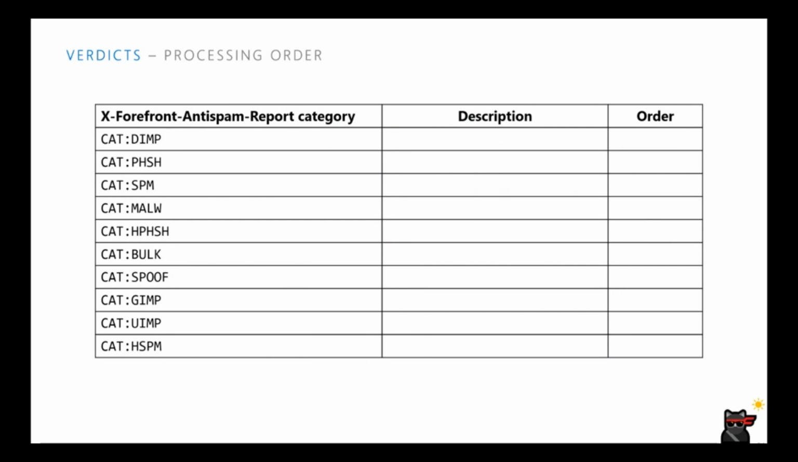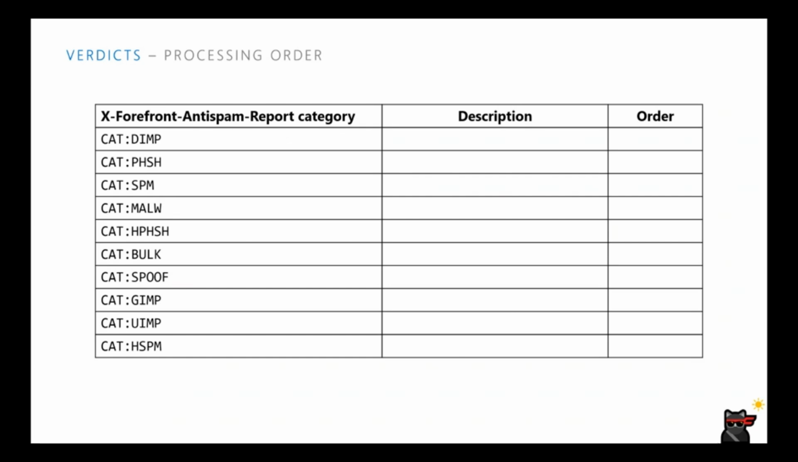All of the verdicts. So this is also a quick ask. Which one comes first? We have the description and order not filled in yet. We have that in the slide coming up. But we have domain impersonation, phish, spam, malware, high confidence. What is it? High confidence.